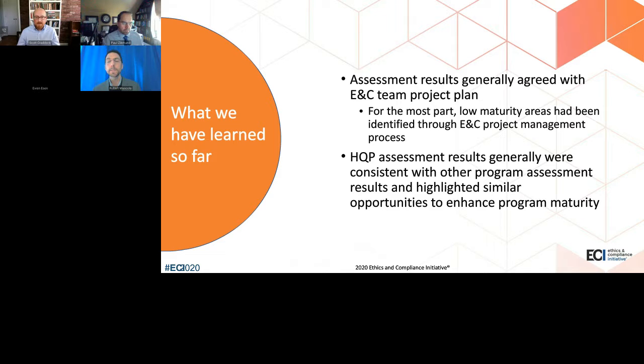And also the HQP assessment results were pretty consistent with the other program assessments that we took, and highlighted similar opportunities to enhance program maturity. So that was good. I think most of these assessments are built around the same building blocks, so it's not entirely surprising, but it was good to see some consistency around the results and areas for continued development.